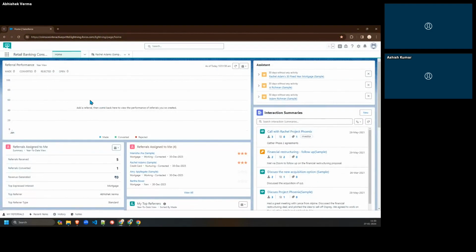I have already logged into my Financial Service Cloud, and right now I am in the retail banking console application. You can consider me as a bank manager.